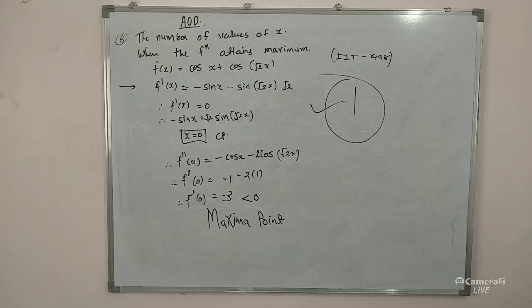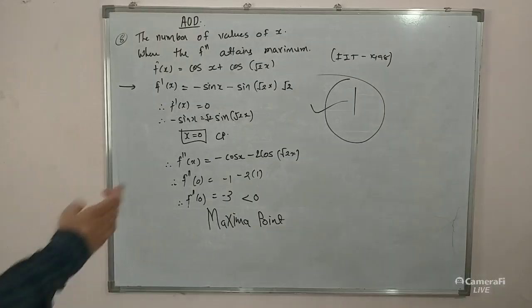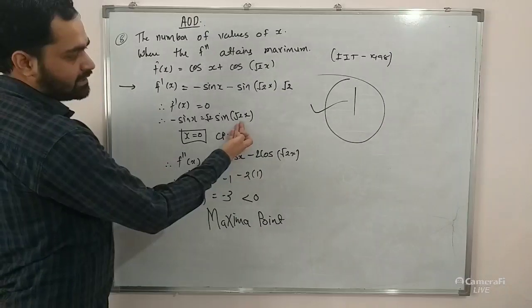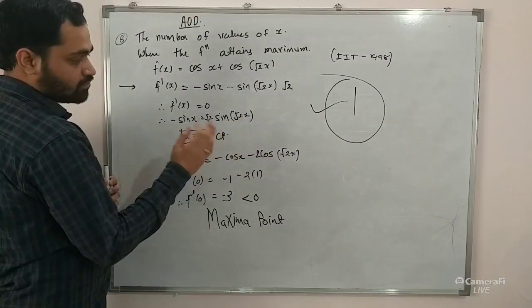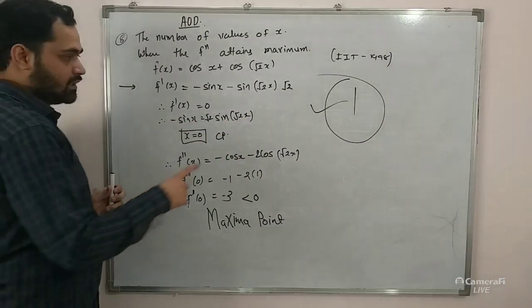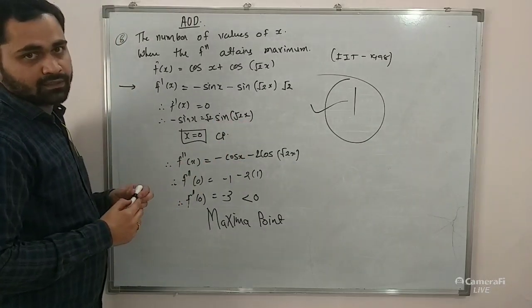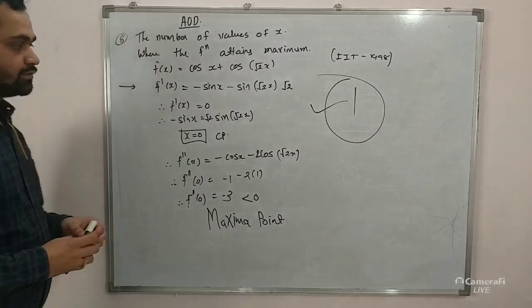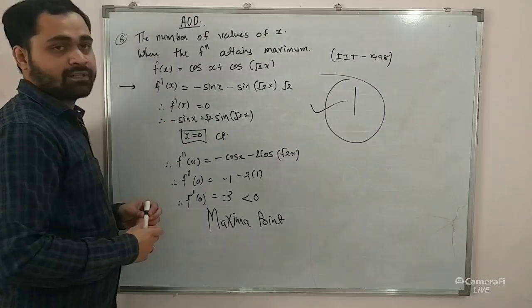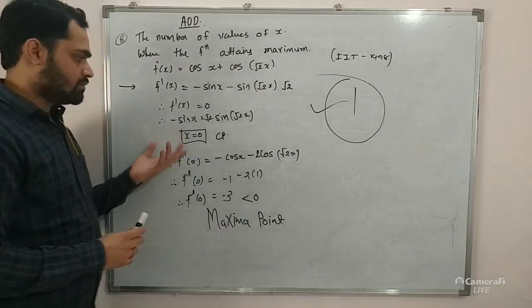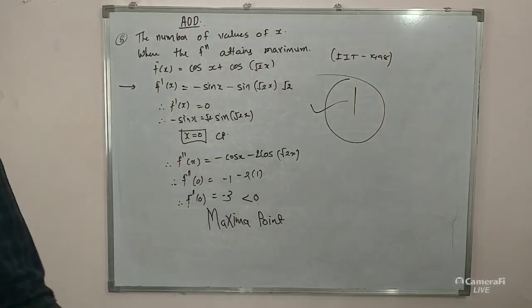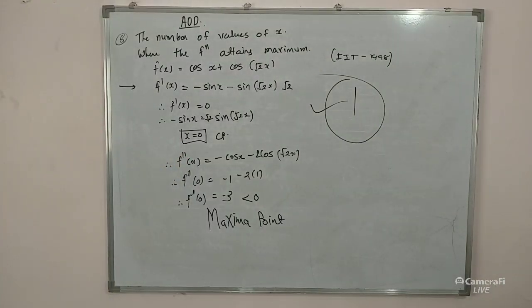Do not take the pi, because here it is root 2 pi and we are not able to find the value of root 2 pi. So x equals 0 is one and only one critical point. We are not able to find the value of sine root 2 pi, and it may not be 0. So the LHS is not satisfied with x equals pi, so x equals pi is not a critical point. That's why we are taking only one critical point, x equals 0.